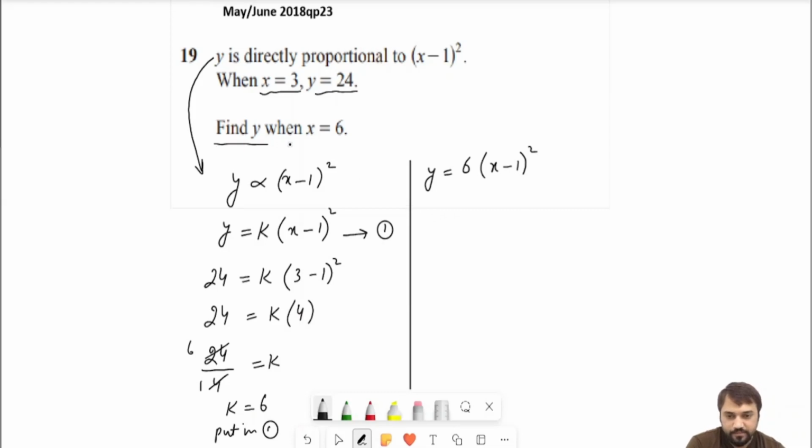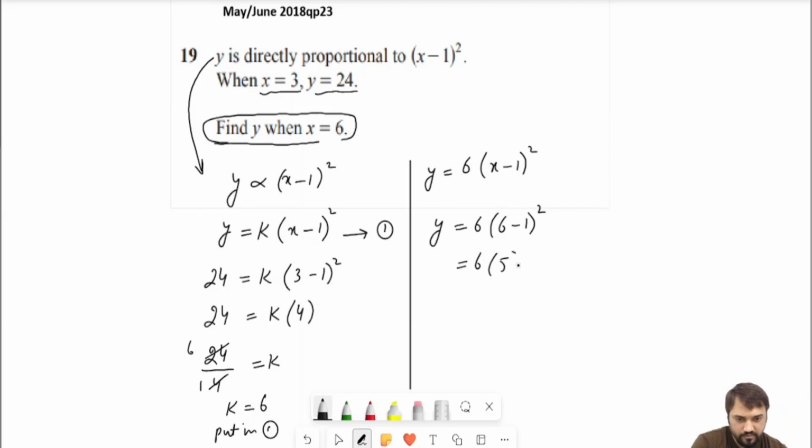The next statement is find y when x is equal to 6. So 6 minus 1 whole square. 6 minus 1, that is 5. 5 square is equal to what? 25. 25 into 6, 150. So the value of y is 150.